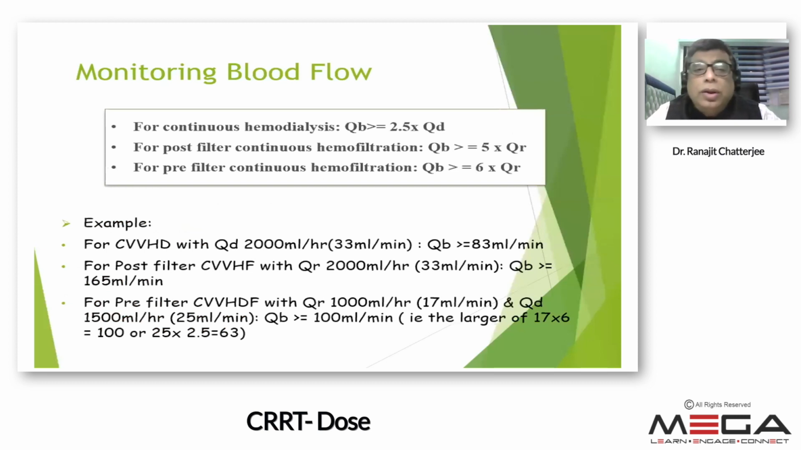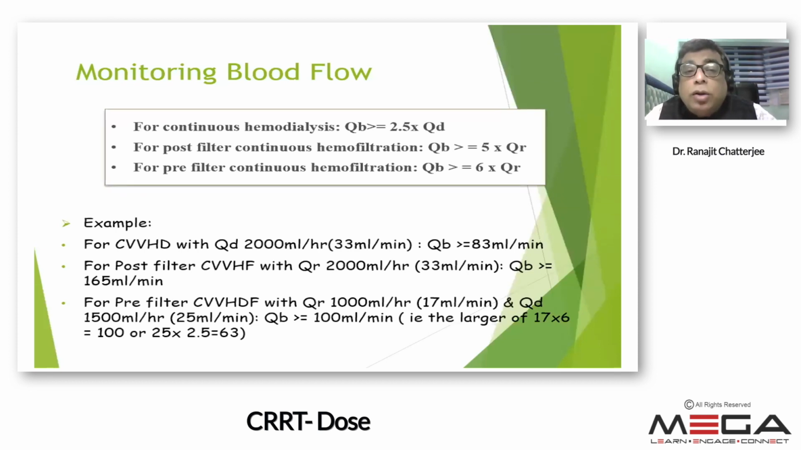And how much blood are you going to send? Blood flow. If you are doing CVVHD, continuous hemodialysis, it should be at least 2.5 times your dialysate rate. For example, if you have a dialysate rate of 2000 ml per hour, that is 2000 divided by 60, that is 33 ml per minute. So your blood flow in ml per minute will be 33 into 2.5, that is at least 83 ml per minute or above. If you give it below that, it will not work properly.